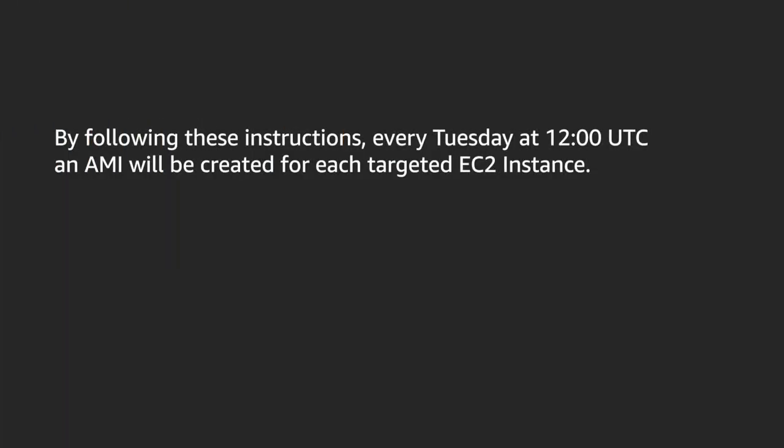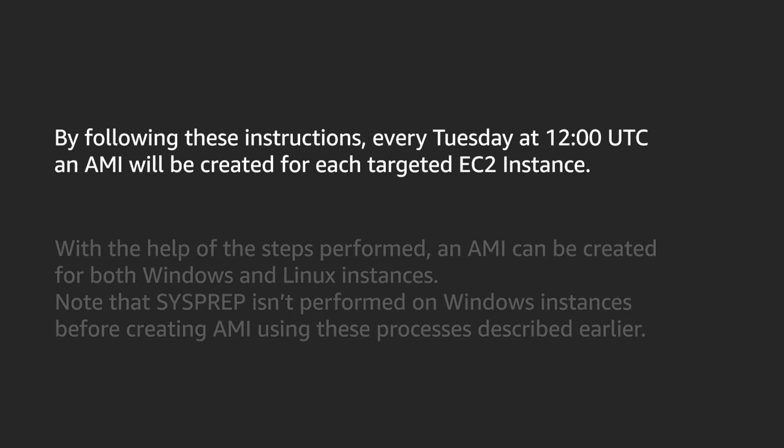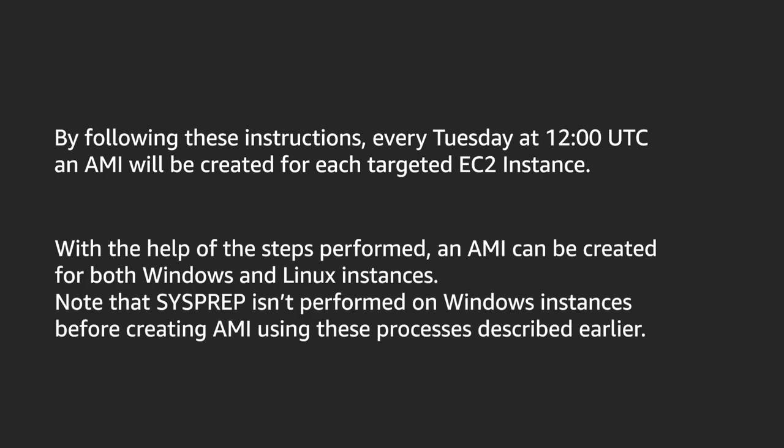By following these instructions, every Tuesday at 12 UTC, an AMI will be created for each targeted EC2 instance. With the help of the steps performed, an AMI can be created for both Windows and Linux instances. Note that sysprep is not performed on Windows instances before creating AMI using these processes described earlier.